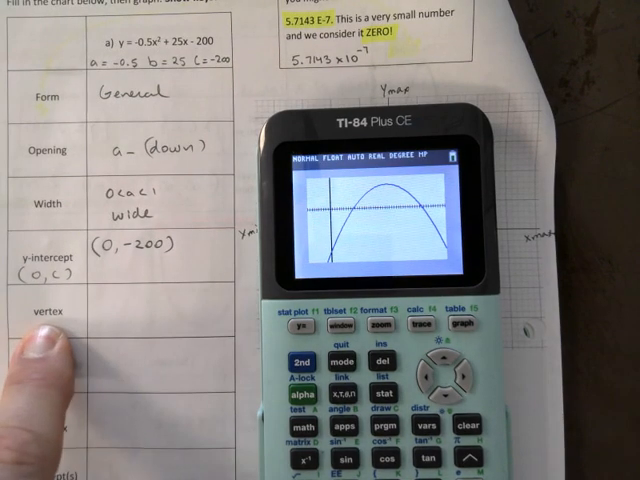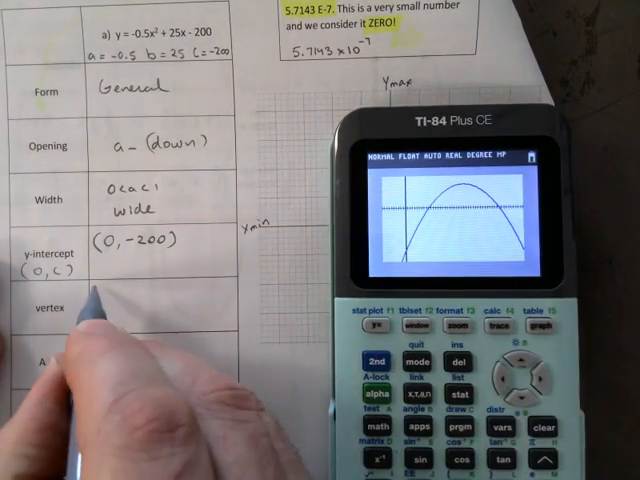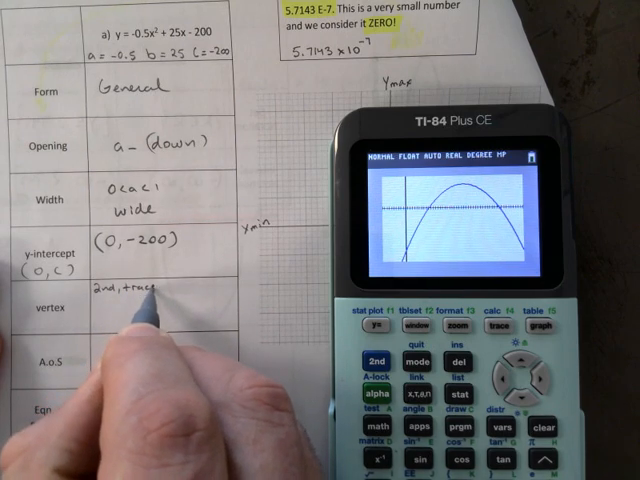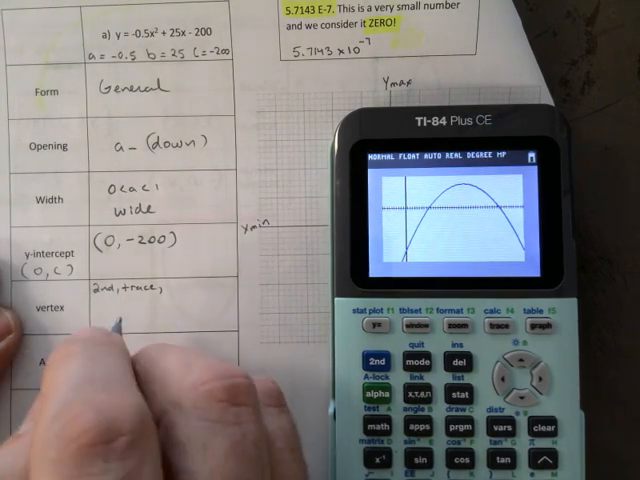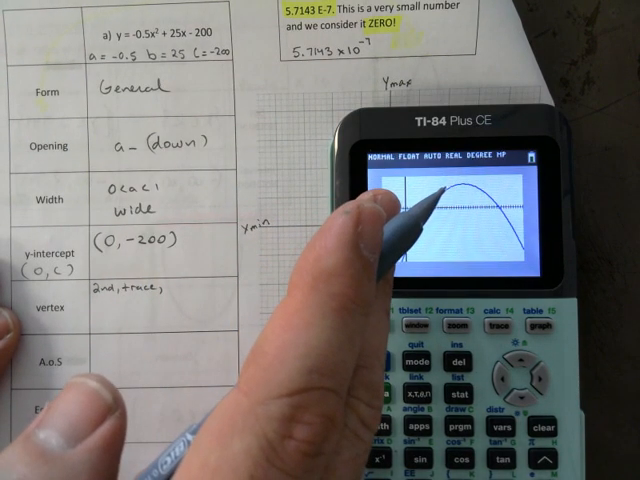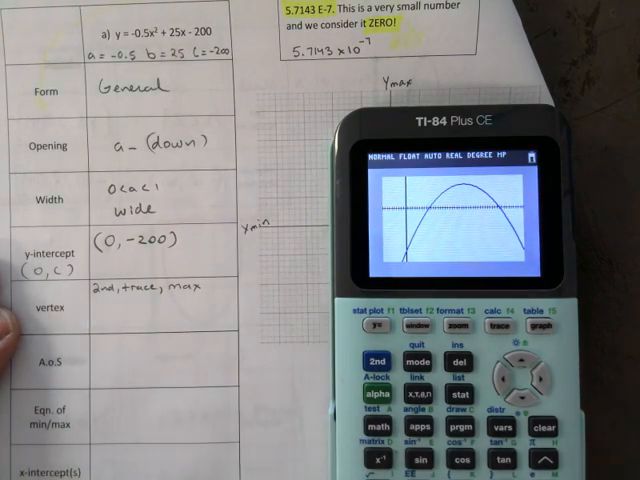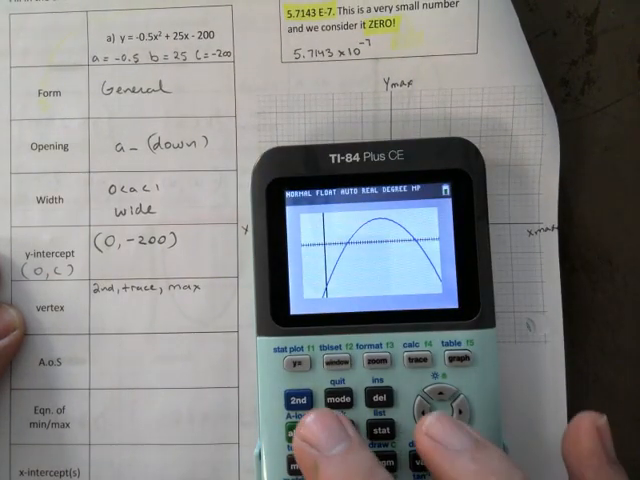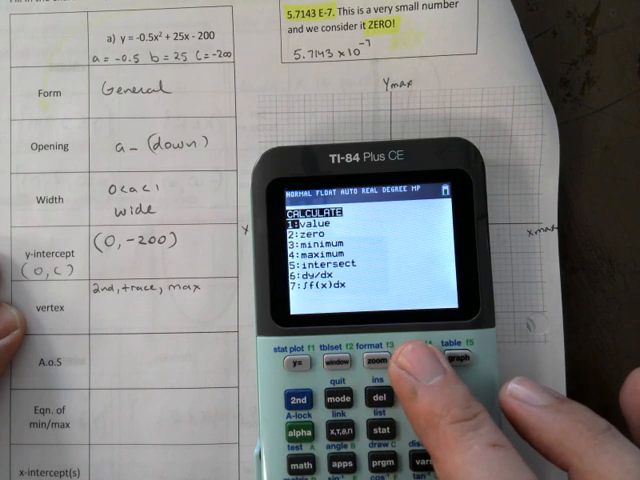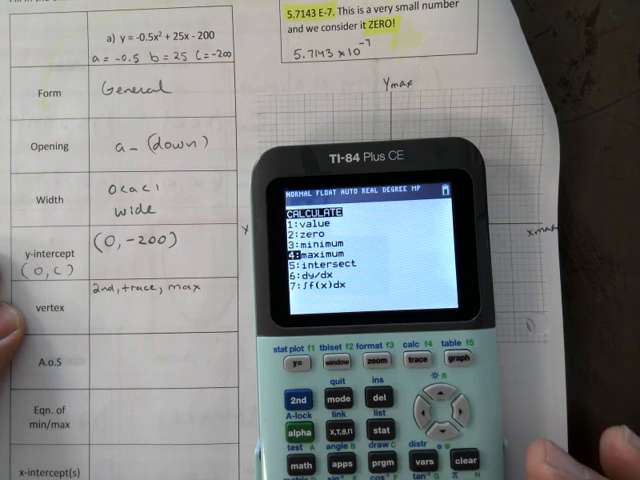Let's find the vertex. But before we do that, I'll tell you how to find it. You got to go second, trace. Is this a min or a max right now, the vertex? It's the highest point, right? So in this case, it's a max. So let's go ahead and do that. Follow me. Second, trace. You see maximum, right? Fourth option, hit enter.